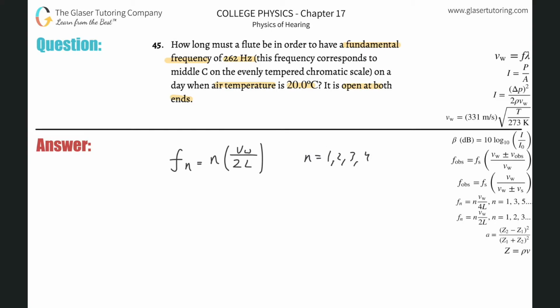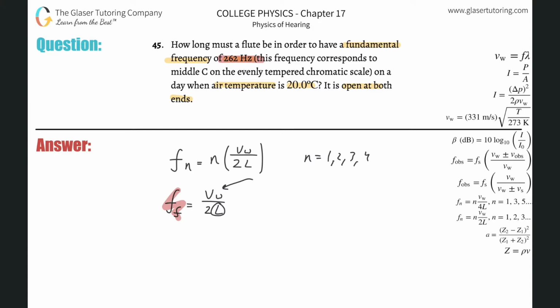Essentially this formula reduces down. If I'm dealing with the fundamental frequency, then I plug 1 in for n, and it becomes the velocity of sound divided by 2 times the length of the tube. Now they told us the fundamental frequency, 262 hertz, so I know this piece. They're asking me to solve for the length of the tube, and therefore I have to know the velocity of sound at the current conditions.